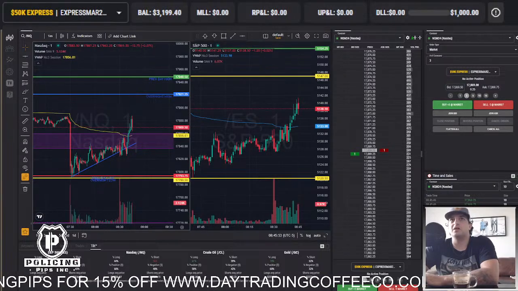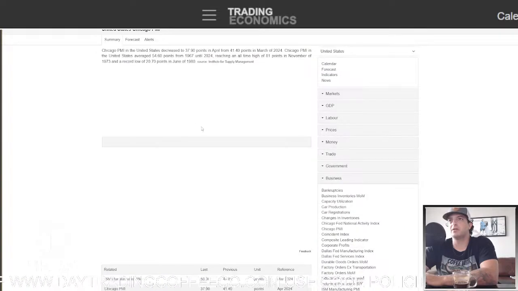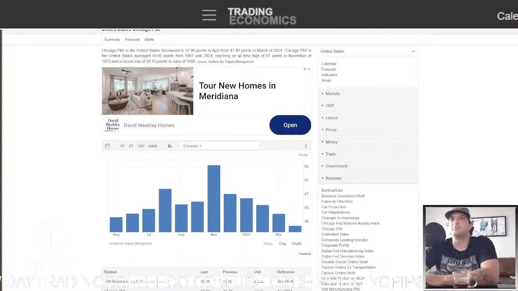That might pop us to the high side, but really not. It's not a huge number. Like I said, it's just kind of a preliminary producers index.